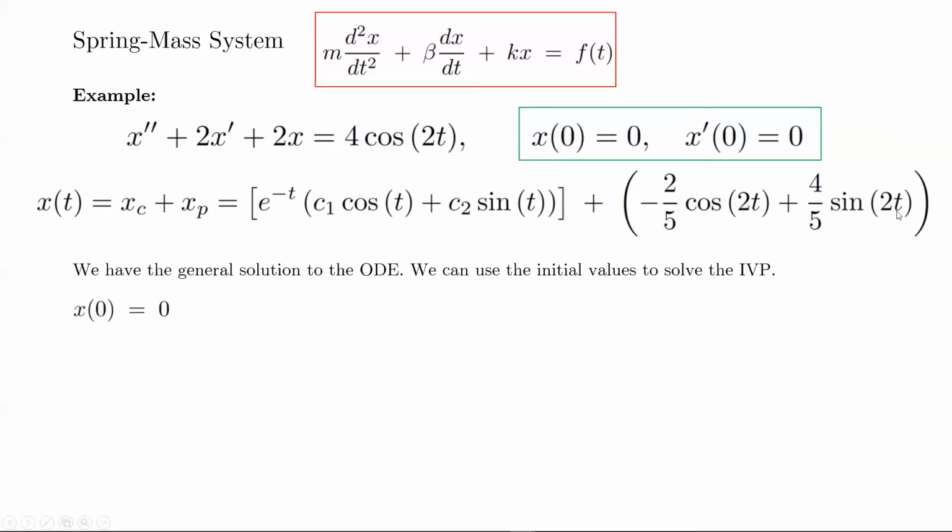And the next part here, again, the sine term becomes 0, so we just get negative 2/5. Okay, so we end up with 0 equals c1 minus 2/5. So there, clearly then, c1 is equal to 2/5.